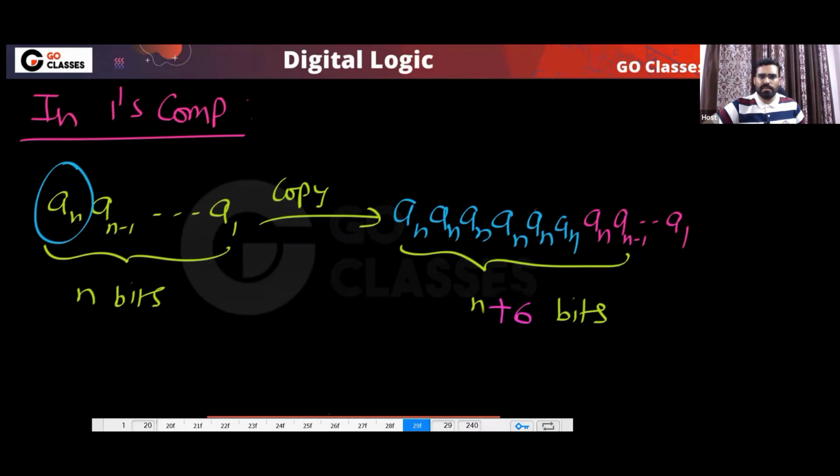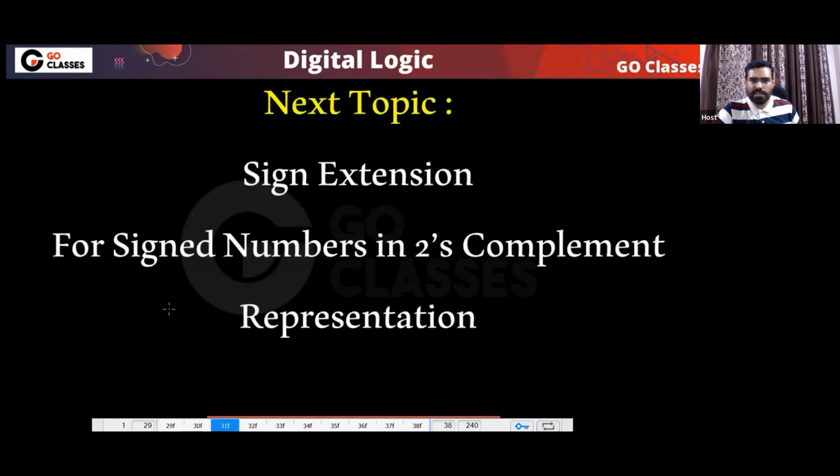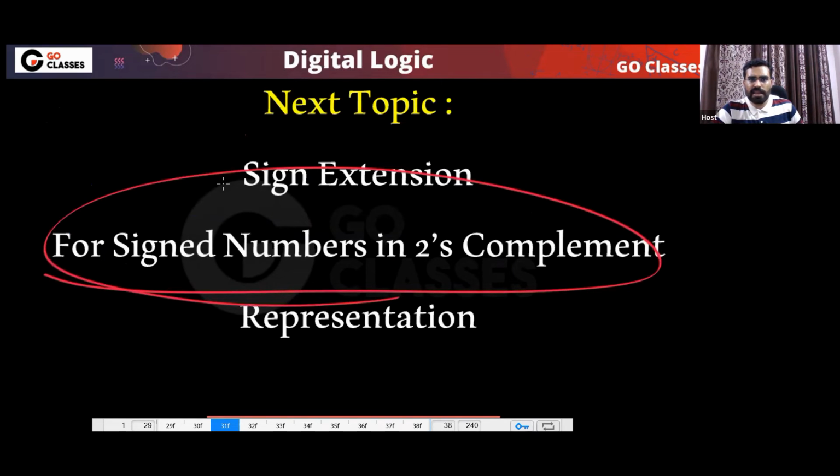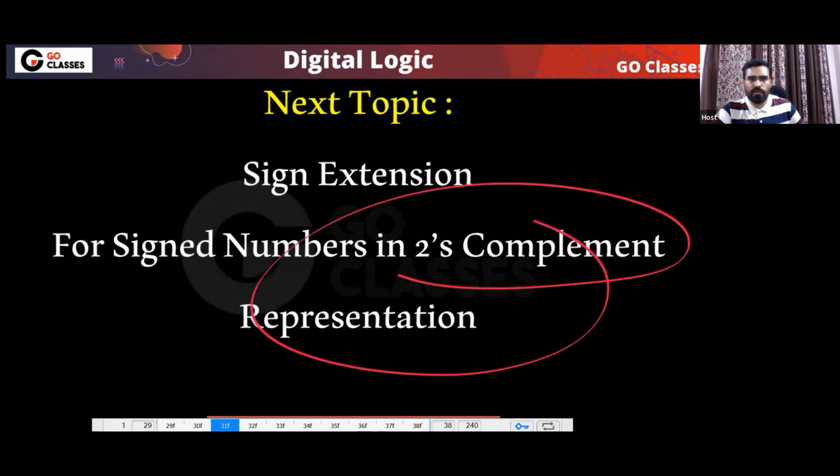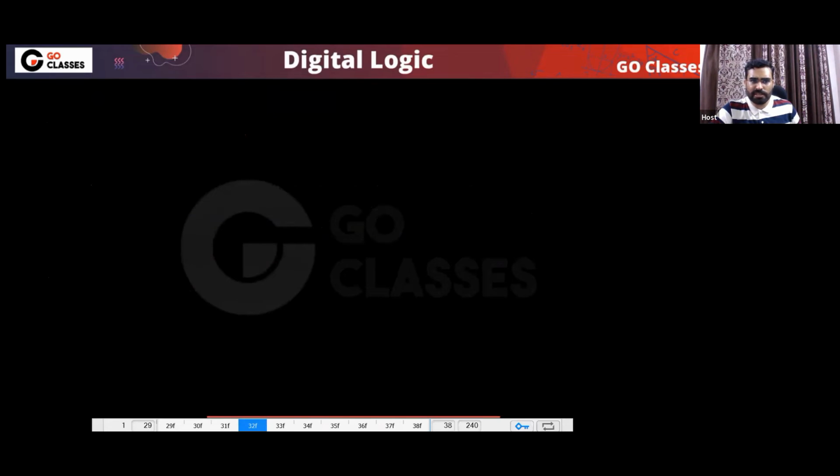Okay, is this clear? For ones complement. Now let's see sign extension for 2's complement, for signed numbers in 2's complement representation. So here, let's see again the same thing. In 4 bits, if I have this data, let's assume 0 0 1 1. This data I have. In 5 bits, what will this data become?